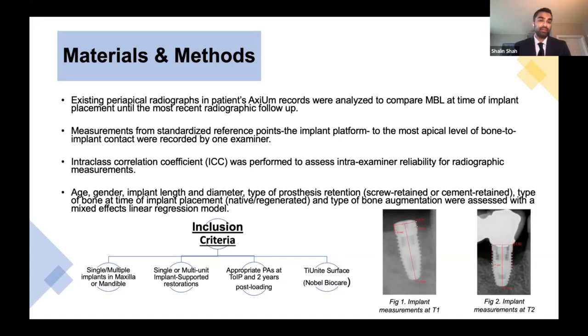And then next we took into account the patient's age, the gender, length of the implant, diameter of the implant, whether it was narrow, regular, or wide platform, the location of the implant by quadrant, the type of retention of the prosthesis, whether it was cement or screw retained, the type of prosthesis, whether it was a single unit crown or multi-unit, whether bone augmentation was done months or years prior to implant placement, or if any kind of augmentation was done at the time of implant placement.